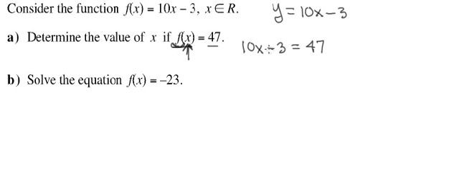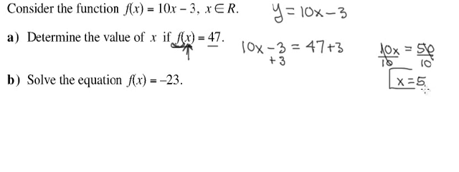How do you solve this for x? You want to get rid of the negative 3, and you can do that by adding 3 to each side. That gets you 10x equals 50. And now we want x by itself, but it's multiplied by 10. The way to get rid of multiplying by 10 is dividing by 10. Do that on both sides, and you get x must have been 5.